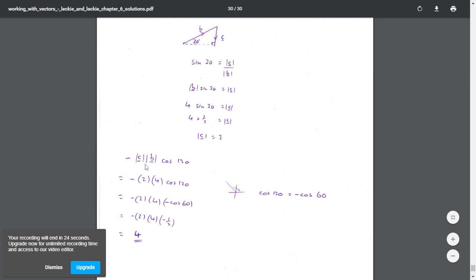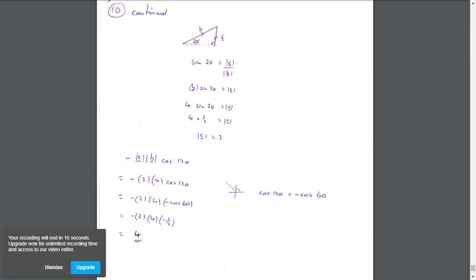So we've got the magnitude of C is 2, the magnitude of B is 4, so negative 2 multiplied by 4 multiplied by the cosine of 120 degrees, which is the same as the negative cosine of 60. Again, we've not done exact values yet, so we'll do that first thing after the holidays. So just evaluate on the calculator, and we get 4.